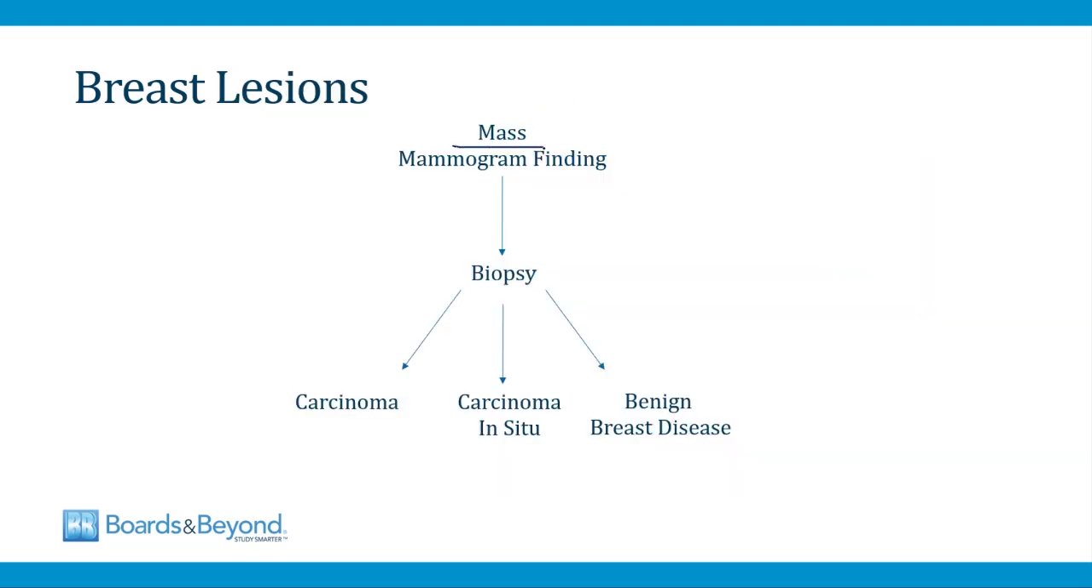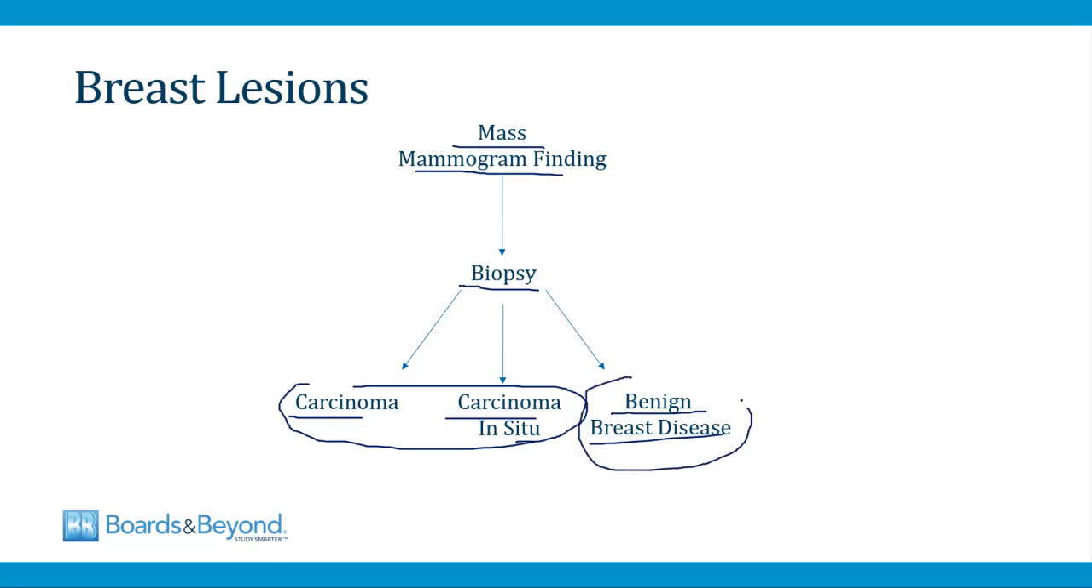So when a woman has a breast mass or a finding on mammography like microcalcifications, we call that a breast lesion. And if you do a biopsy, you can basically think of the potential results as falling into one of three categories. You could find carcinoma or carcinoma in situ, and I talk about these things in the video on breast cancer. But there are also a large number of benign conditions you can find called benign breast disease. And so for the rest of this video, I'm going to talk about some of these benign breast conditions that can lead to breast lesions and that you can discover through a biopsy.